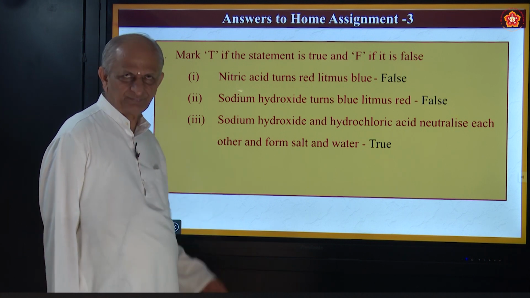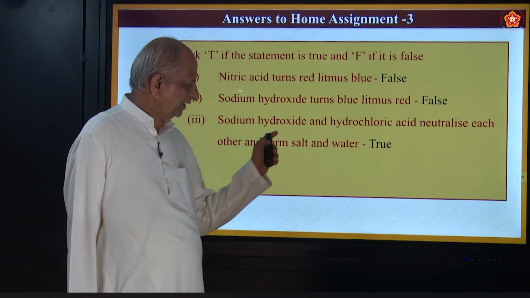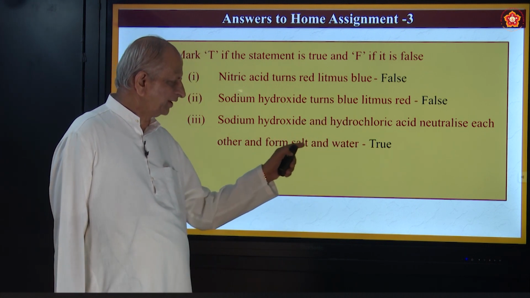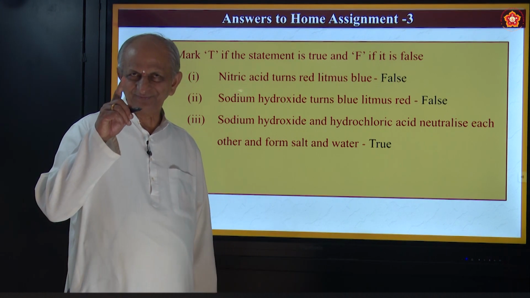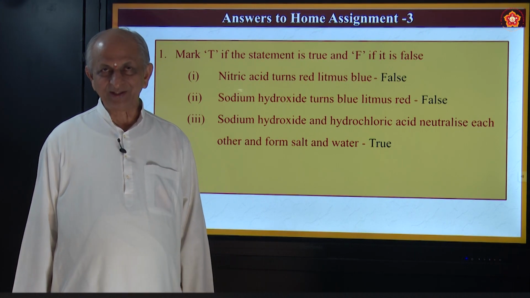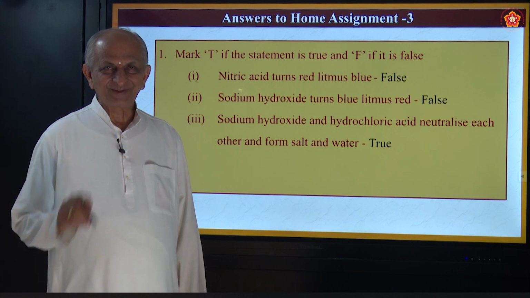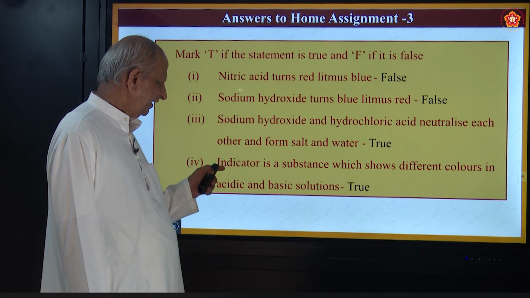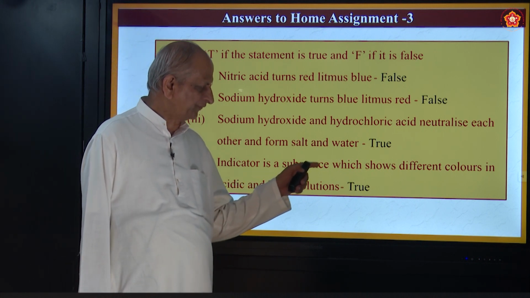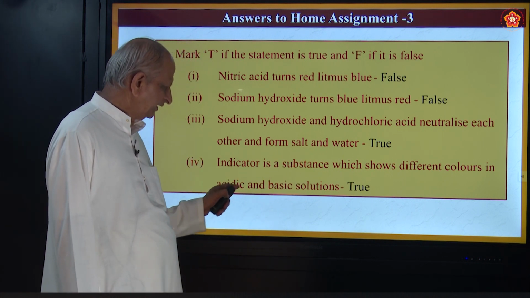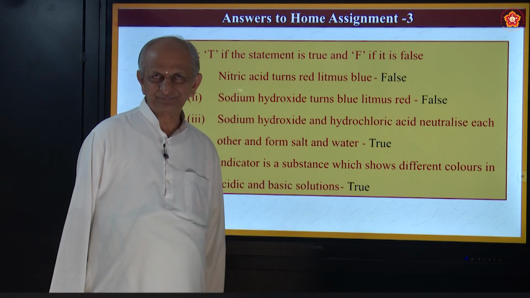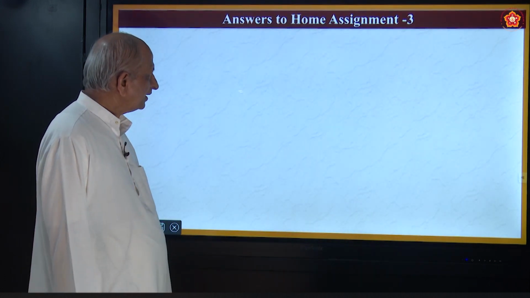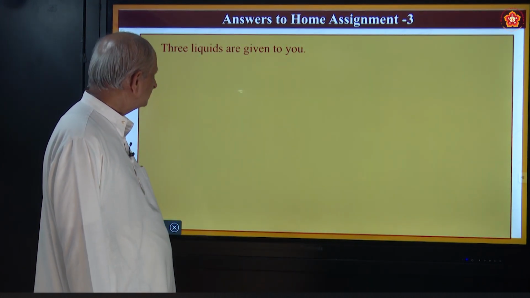Coming to the third one. Sodium hydroxide and hydrochloric acid neutralize each other and form salt and water. Correct? Just now you have seen that. What is the reaction called? Neutralization. Indicator is a substance which shows different colors in acidic and basic solutions. It is true. Correct?